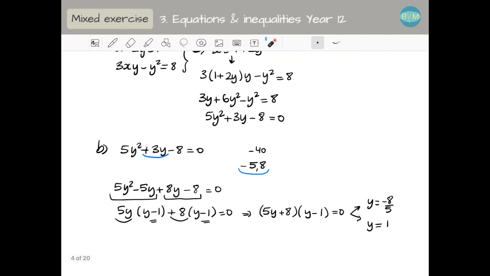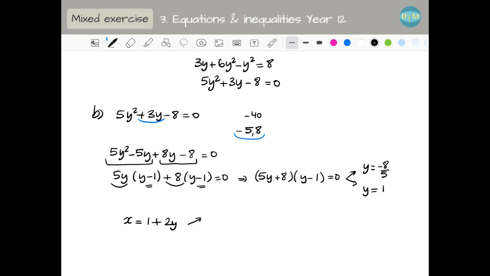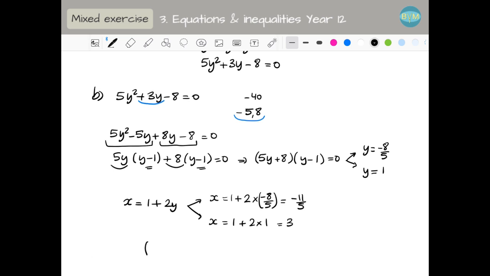So x is 1 plus 2y, yeah. So when y is minus 8 fifths, I have that x is going to be 1 plus 2 times minus 8 fifths. And this is minus 11 fifths, no? Minus 11 fifths. And then when y is 1, I have 1 plus 2 times 1, which is 3.